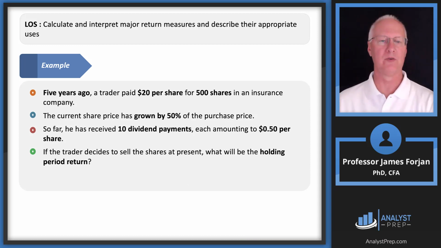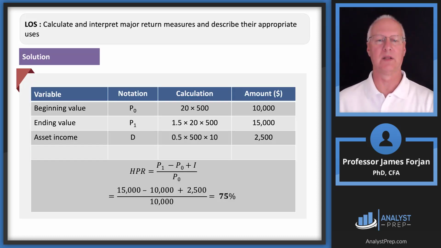So let's go ahead and do just another quick example on top of my 110 and 100. All right, so $20 per share. Current share price has grown by 50%, 10 dividend payments, each amounting to 50 cents per share. What will the holding period return be if we do all of the selling? All right, so let's just go ahead and do this from a macro standpoint. So there's our initial investment of $10,000.